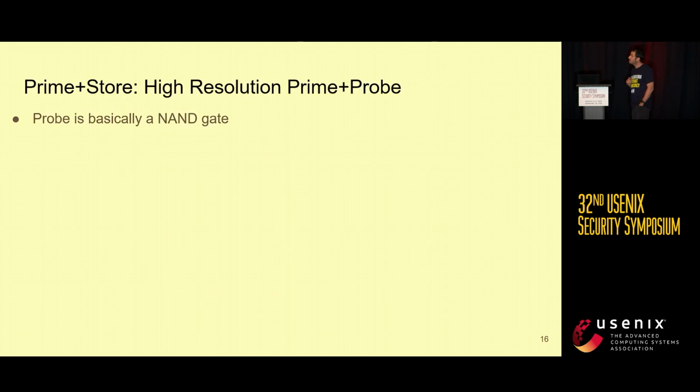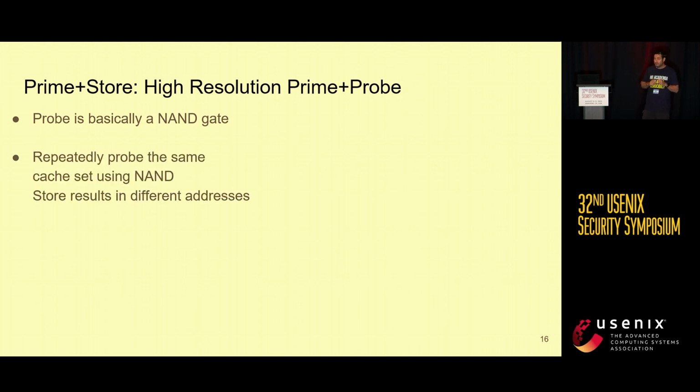And finally, we want to have a high resolution prime and probe, although we have low resolution timers. What we can see is that the probe in a prime and probe attack implies a NAND gate. We simply take all of the addresses inside the eviction set, and if a single one of them is not in cache, we want the value to be true. And what we can do is use this gate.